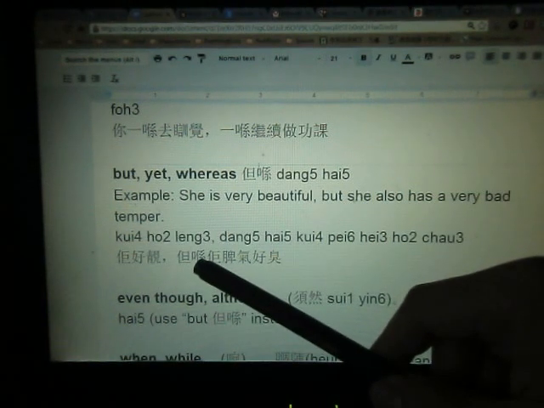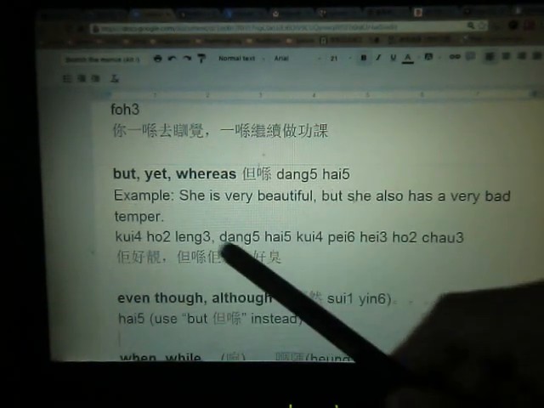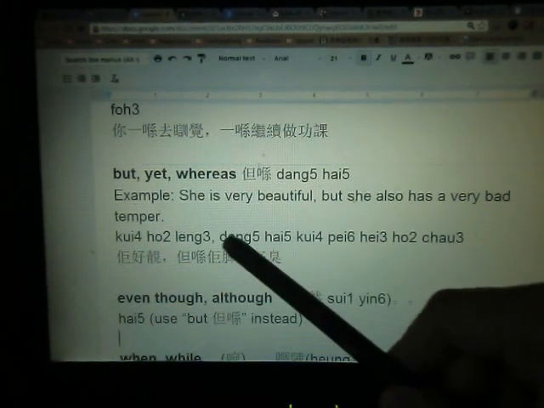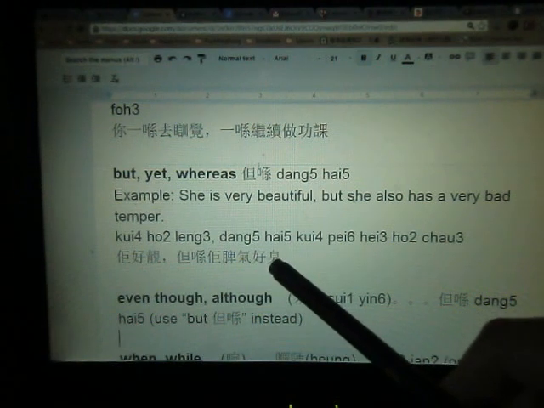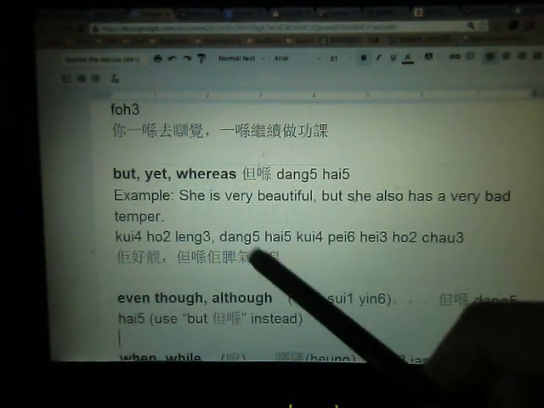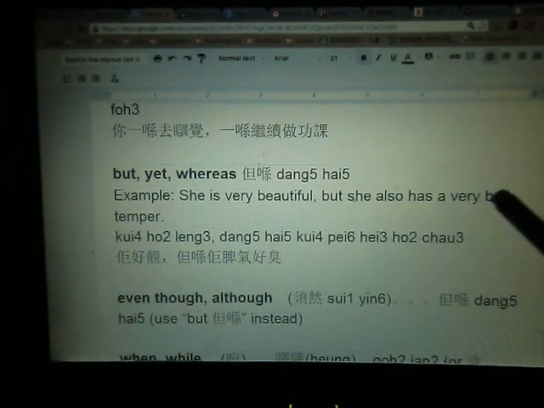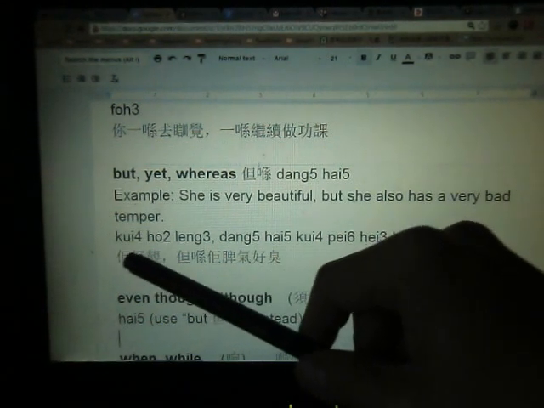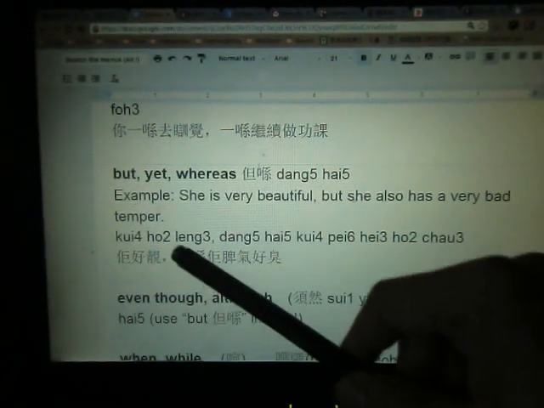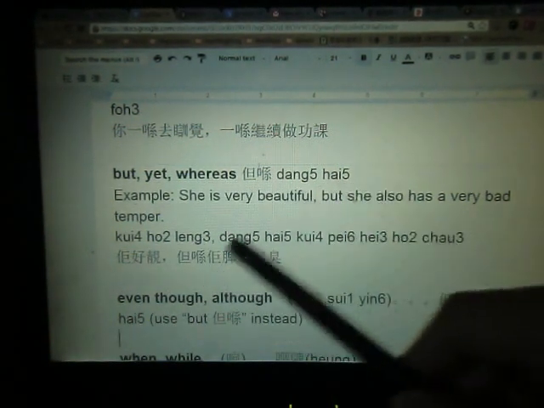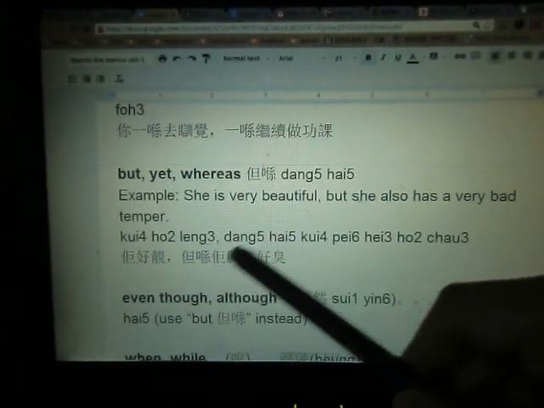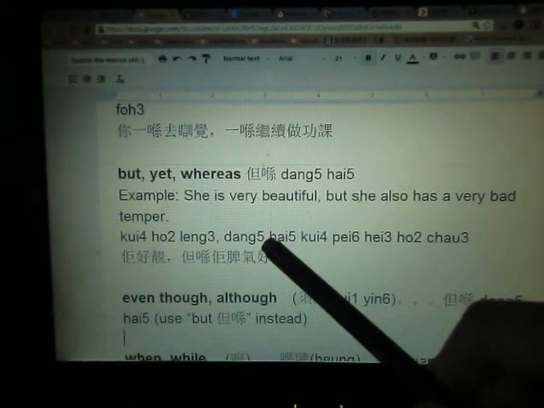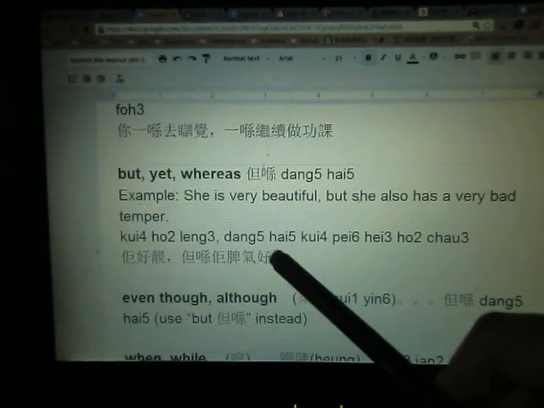佢好靚, 但係, but 佢, she, 脾氣, temper. 好臭, stinky, very stinky means very bad. Or 好差, 差 means the level is low, it's not good. So 佢好靚, she is beautiful, but 但係 佢脾氣, her temper is very stinky. 好差, 好臭, okay.